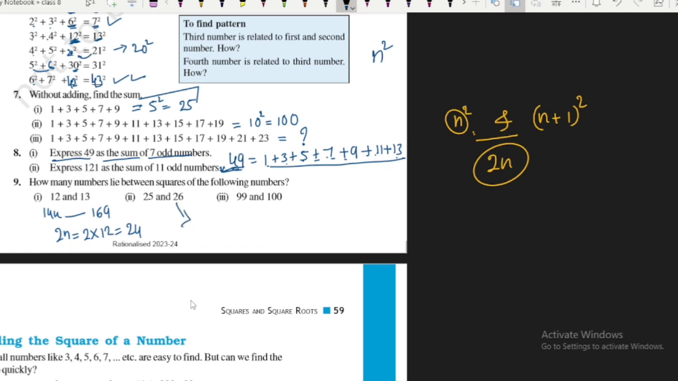Similarly, between 25 square and 26 square, how many numbers are lying? That is 2 into 25, so 50 numbers are lying. Similarly, you can find this answer.